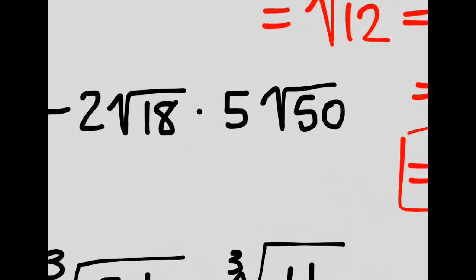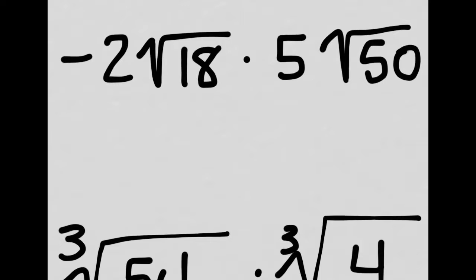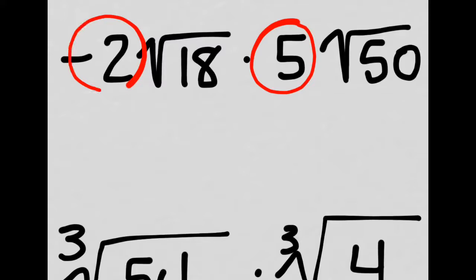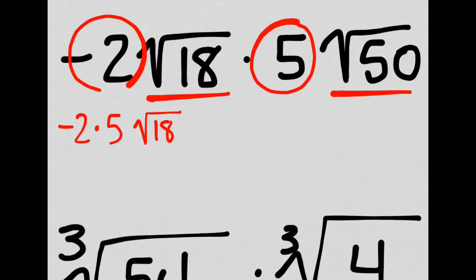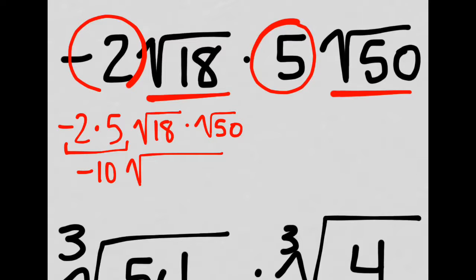Okay, this one's going to be a little bit trickier. I'm going to take the beginning numbers and put them together, and then put the radicals together separately. So I'm going to say negative 2 times 5 times the square root of 18 times the square root of 50. Well, I know this gives me a negative 10 in front, right? This section here. And now I can multiply those two radicals together.